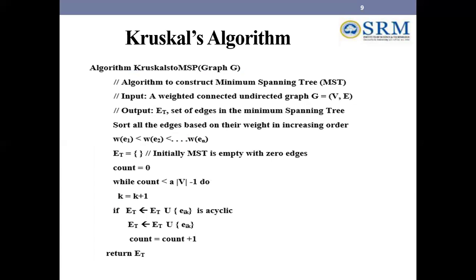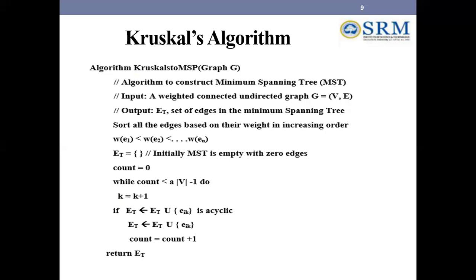Now sort all the edges in increasing order of the weight. So the weight of E1 should be less than E2. So that should be ordered in ascending manner. And initially, the spanning tree is empty. Take count equal to 0 to find whether all the vertices are added in the spanning tree or not.